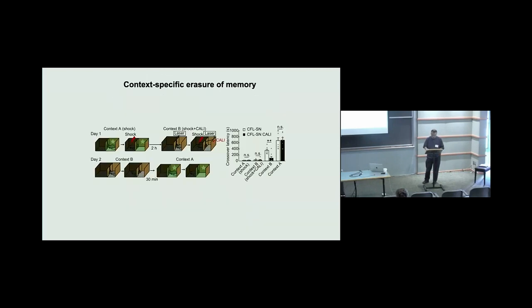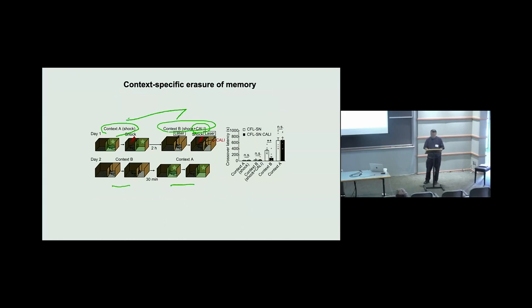So we wanted to test whether this is specific to the context we are learning. We prepared two contexts, context A and context B. These contexts are a bit different in illumination, odor, ambient sound, size and wall pattern. So basically, we changed their sensory cues to make them different. We first gave shock in both chambers, but we did the light illumination only in context B. Then we tested memory in contexts A and B the next day.